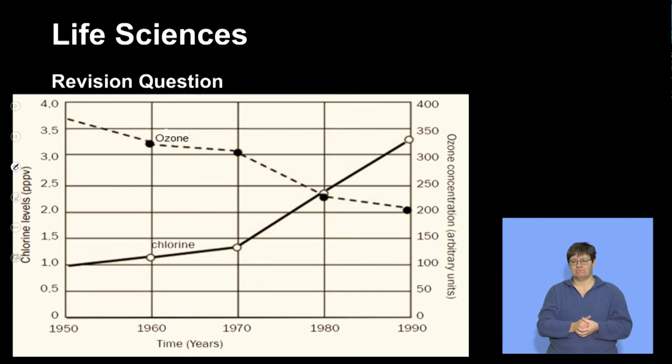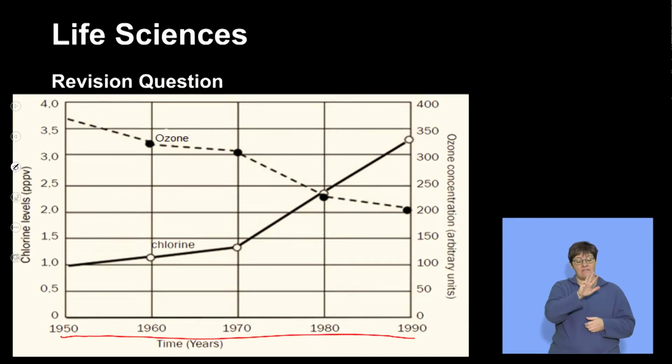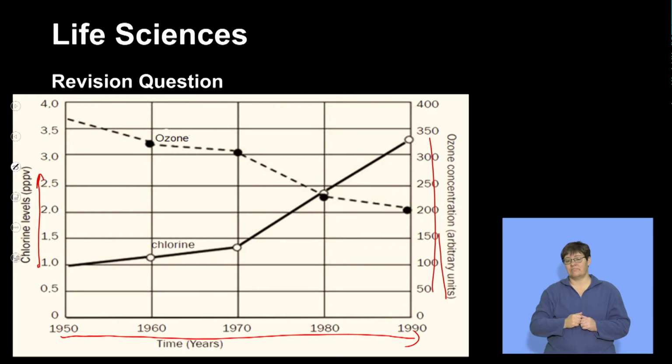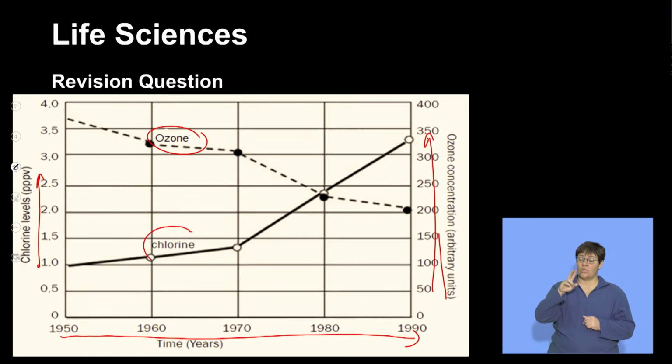So guys, the graph shows the information that was collected from the 1950s all the way till 1990. On one set of the y-axis, we have the chlorine levels, measured in parts per volume, which we'll refer to as a unit. And then we have the ozone concentration, which is measured in an arbitrary unit. The ozone concentration is indicated using the dashed line, and the chlorine concentration is indicated using the solid line.